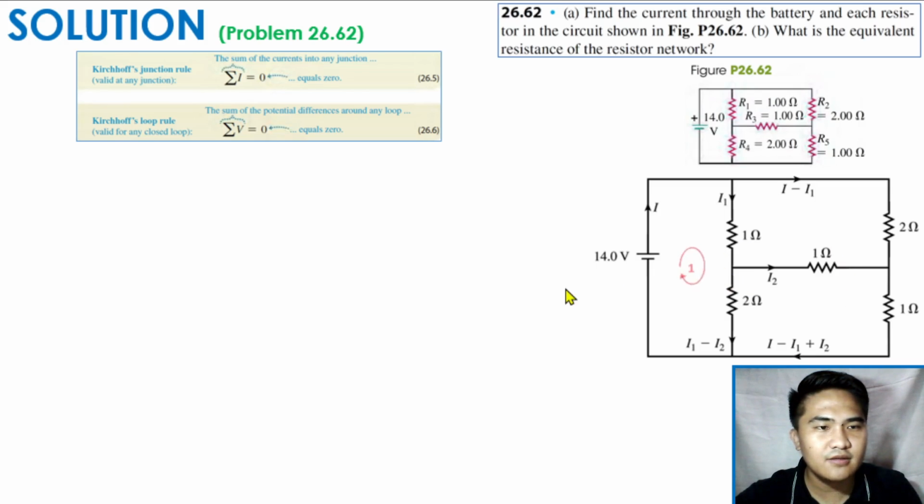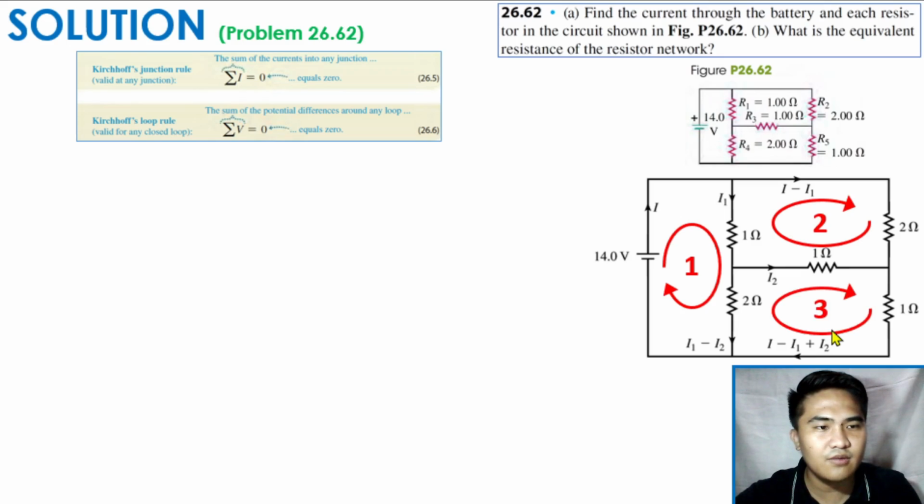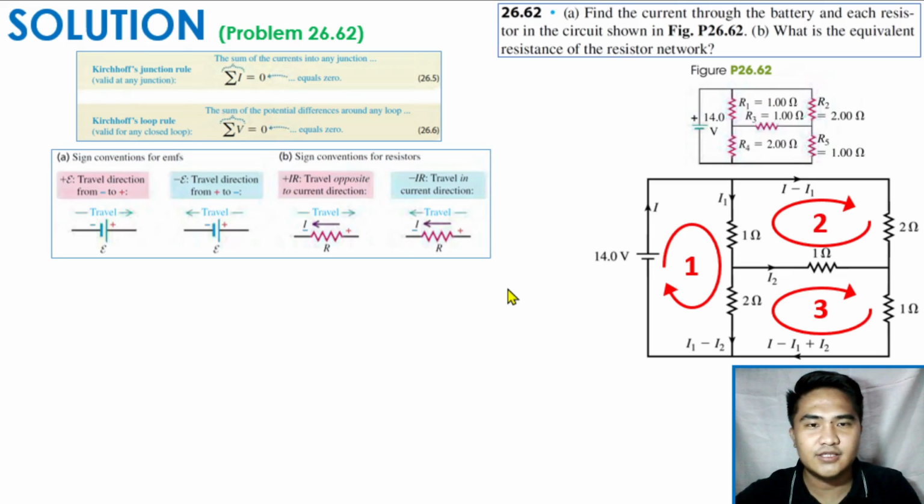For loop 1, we have clockwise. For loop 2, we have clockwise as well, and loop 3, we have clockwise as well. So these are our loops: loop 1, loop 2, and loop 3. Let's first solve for loop 1.